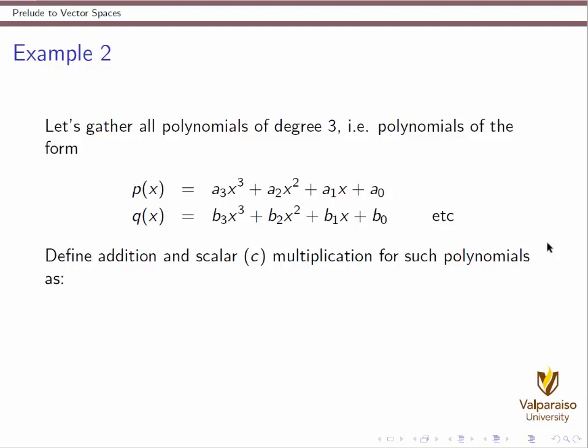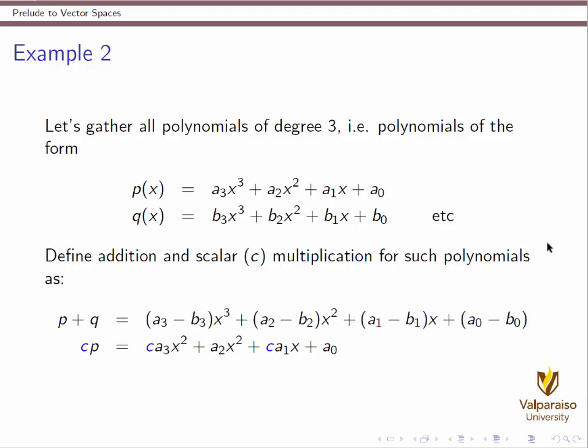But here's a different example, right? Here's polynomials of degree 3, polynomials that go up to x cubed. They have any old coefficients that we need them to have. This time, we are going to define addition on polynomials and scalar multiplication like this.